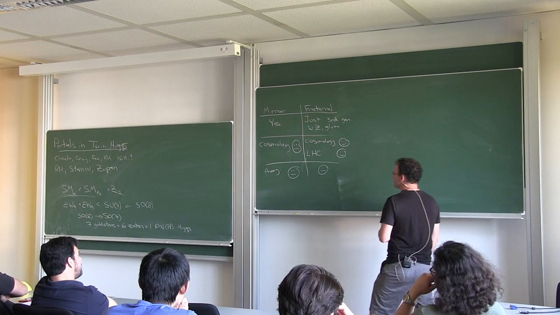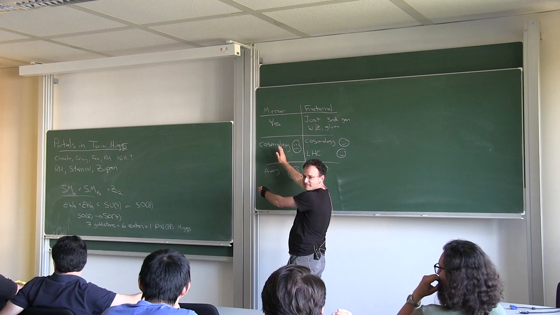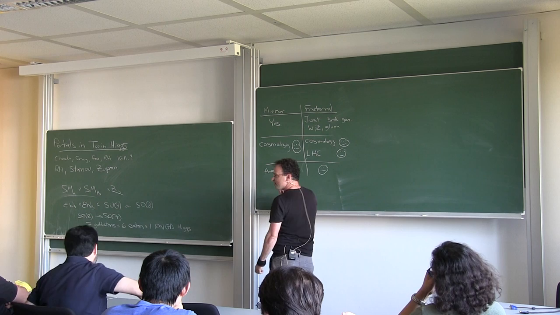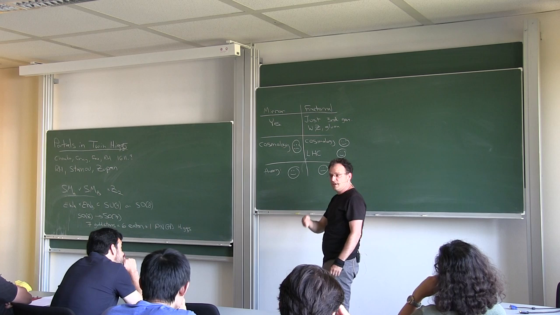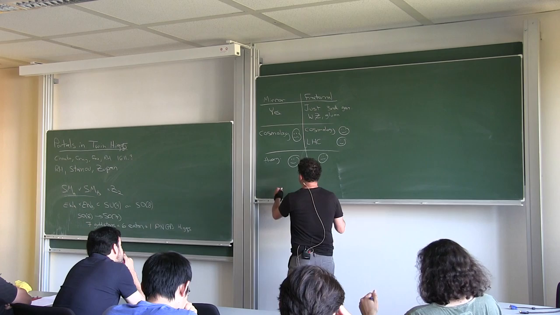So in this talk, I'm going to double down on this column and just say, yes, let's just take another copy of the standard model and consider all generations, neutrinos, a photon. It can be massless, let's consider that possibility. So we're going to think about this.